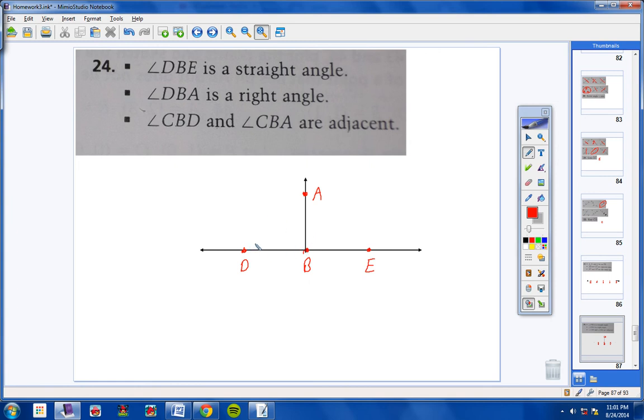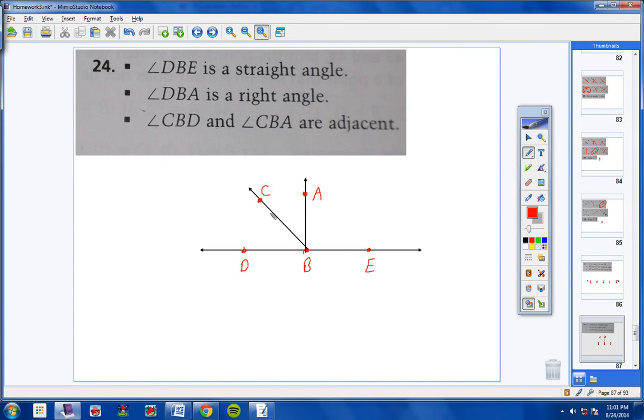CBD. Now if I put a ray right here, that's wrong. Let me show you why it's wrong. If I put a C here, I definitely have angle CBA, but I don't have angle CBD. So what I'm going to have to do is put my ray right here, like this, and put C here. And now look what I have.